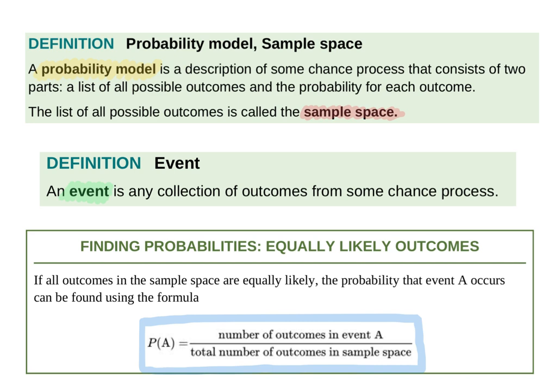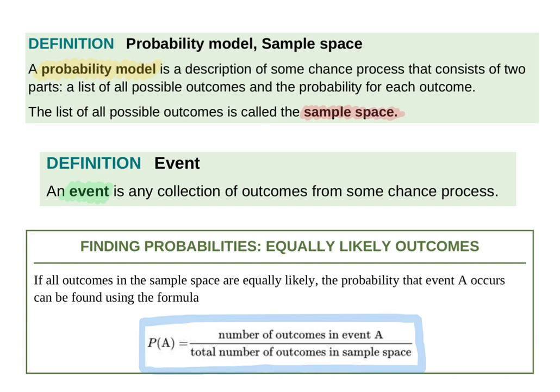The list of all possible outcomes, this part of the probability model, is called a sample space. That's where you list out all the things that could possibly happen. And then another word we have to talk about is called an event. An event is any collection of outcomes from some chance process.